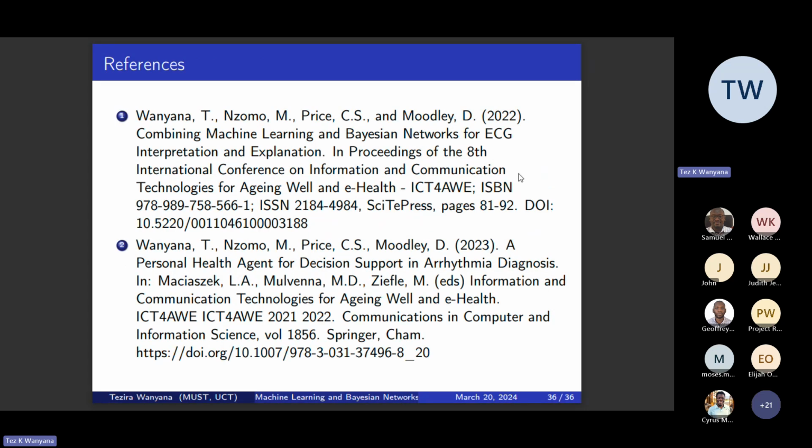So these are the two papers that I have quickly been talking about. We had one that we published in 2022, and then we had now to do the work for the invited extension and completed it last year, and it was also published.